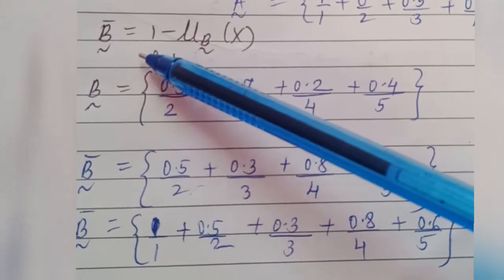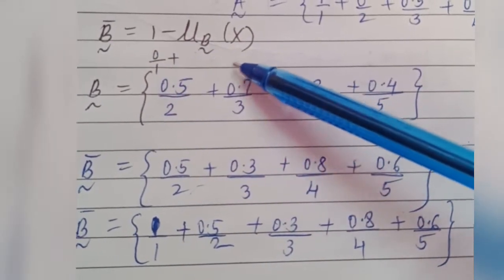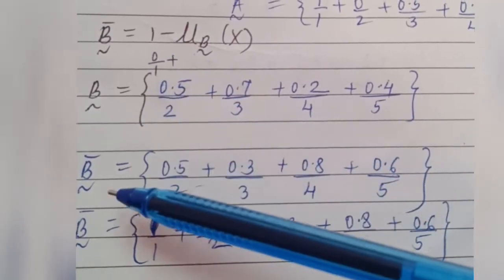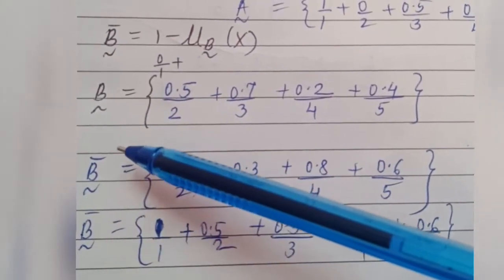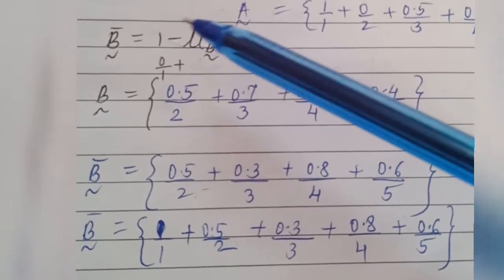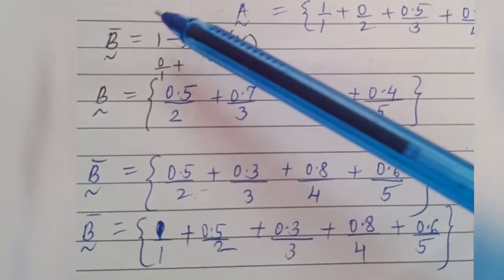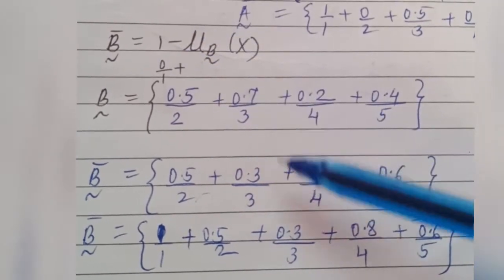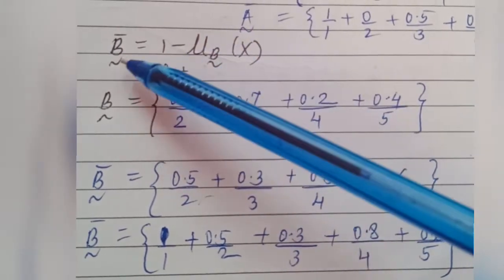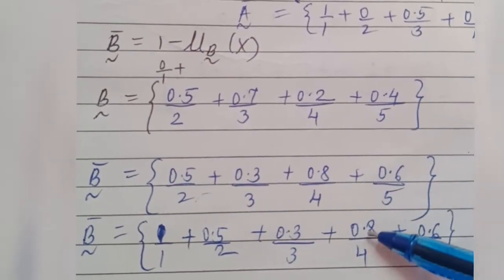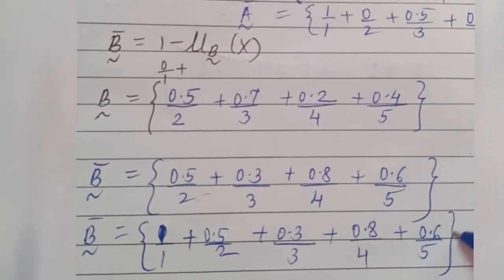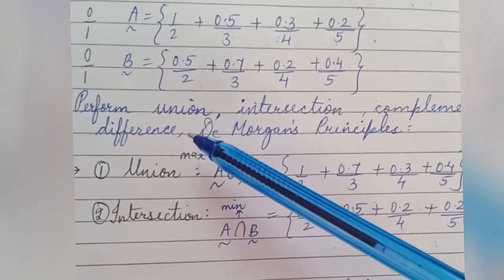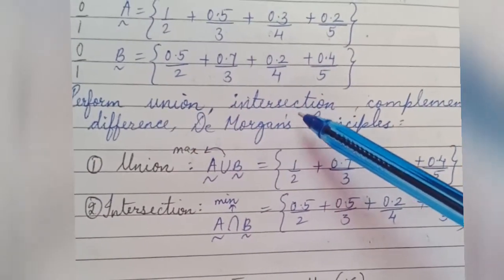Now to perform B complement, 1 minus mu B of x. So here we have the first element 0 upon 1. Let's find B complement. Consider B. Let's start. 1 minus 0, that is 1. 1 minus 0.5, that is 0.5 upon 2. 1 minus 0.7, that is 0.3 upon 3. 1 minus 0.2 is 0.8 and 1 minus 0.4, that is 0.6 upon 5. So this is the set B complement. So we have performed union, intersection, complement.